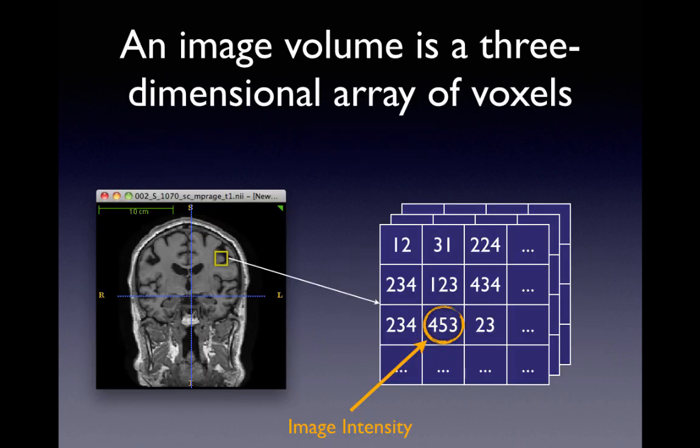So an image volume is a three-dimensional array, like we said, and this is what it might look like. Every cell, every value in that array represents intensity at a particular location. Here we're looking at a little square in the image, and as we zoom into it, we see a list of values, and we refer to these cells as voxels. We're going to use the term voxel to represent one cell in this three-dimensional array, and the value in the array, the 453, we're going to call image intensity.